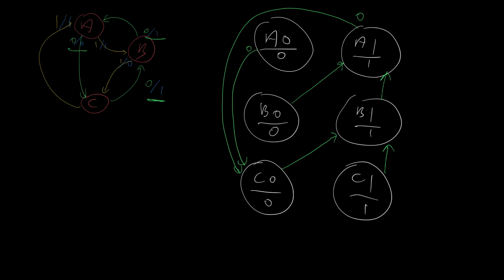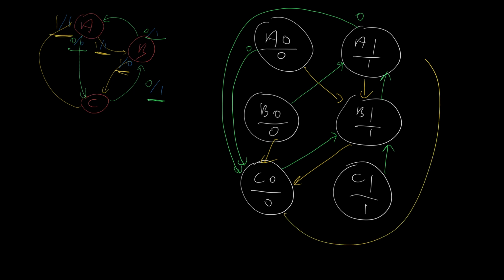Now we do the same if we receive a 1 at the input. If I'm in state A and I receive a 1, I go to state B and output a 1. That means I go to B1. If I'm in state B and get a 1, I go to C and output a 0. So in other words, I go to C0 from B. So from B, I go to C0. If I'm in state C and get a 1, I go to A and output a 1. So I go to A1. So I'm going to come up here like this. This might look like a bit of a mess, but so be it.